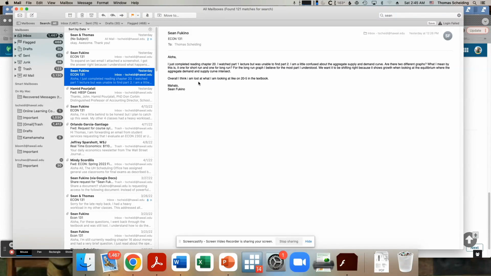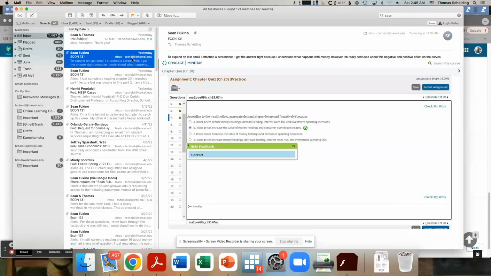And for that, we have the interest rate effect, the real wealth effect, and what that does is it helps explain why it's downward sloping, which is the point of your other email here, the wealth effect. Why is that explaining why it's downward sloping?